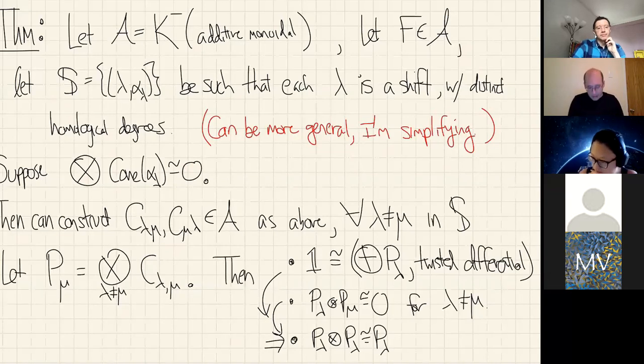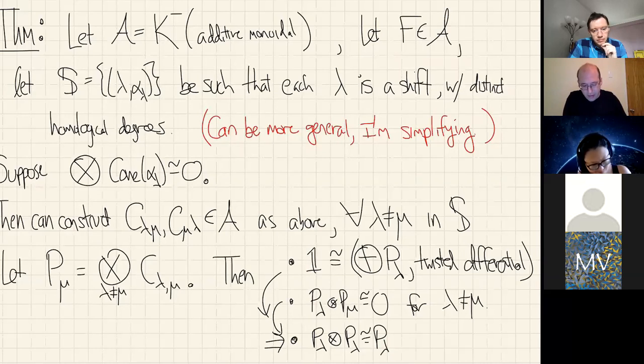If so, then I just told you how to construct these complexes, C mu lambda and C lambda mu. And we can let P mu be the tensor product of all the C lambda mu's for lambda not equal to mu. And then we categorify all the statements that we would want from linear algebra. There's some way to construct the monoidal identity as a sort of convolution built up out of these pieces, which are P lambdas. They're orthogonal when lambda is not equal to mu. Putting these together, you can tensor P lambda with the identity and you should get P lambda, but all the other factors in this twisted differential vanish and you just get P lambda times P lambda.